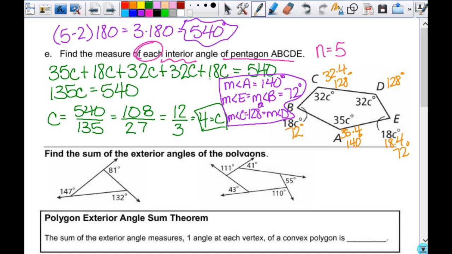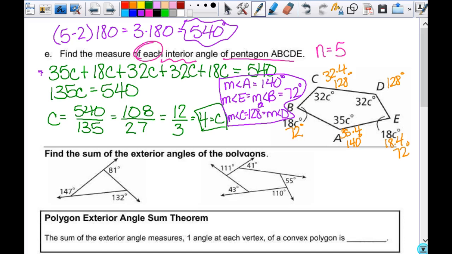I don't think, I know that you know how to work a problem like that. It's more that before yesterday you wouldn't have known to use 540 or how to find it, and then also I need to reiterate process. Process, process, process. Okay, we good? Questions? All right, so now we're going to look at exterior angles.